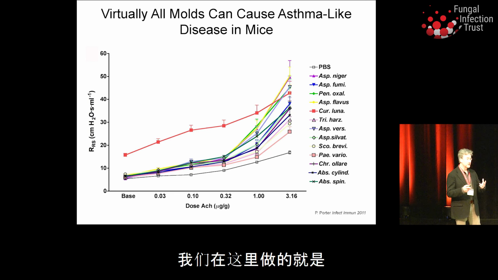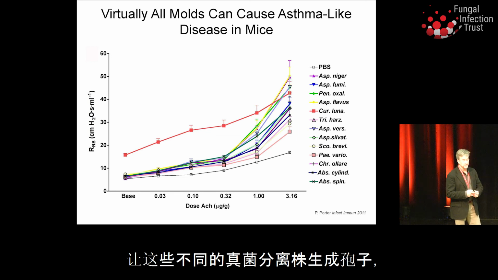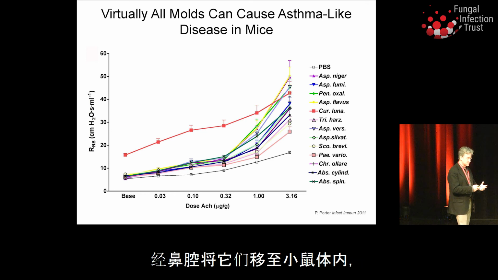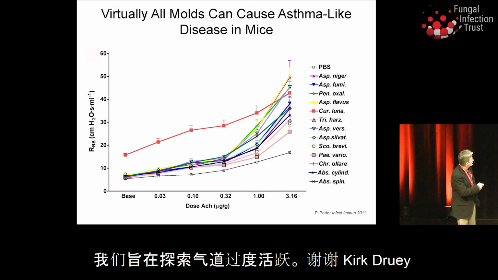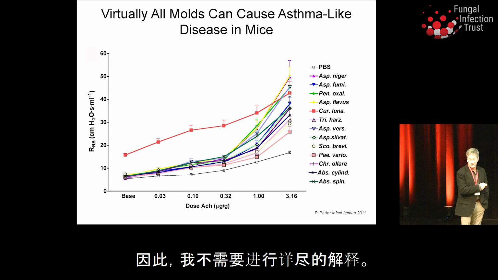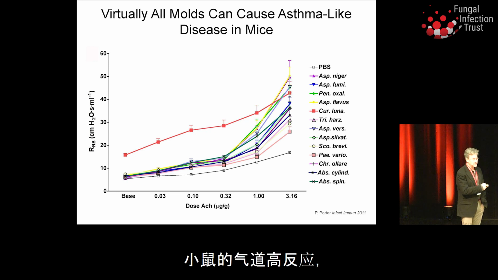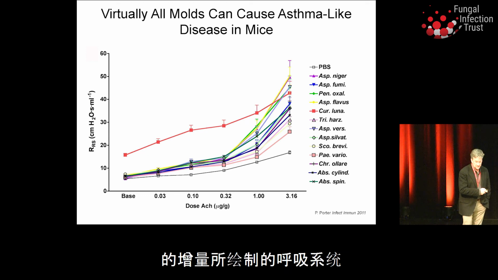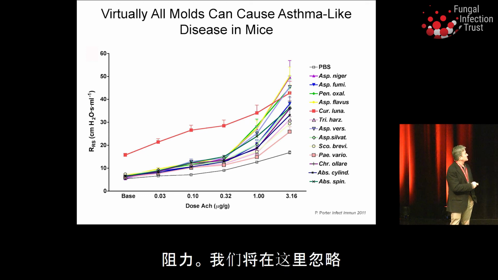So what we're doing here is we're sporulating each of these different fungal isolates. We're taking 400,000 conidia and giving these intranasally to mice. And we're looking for airway hyperactivity. Thank you, Kurt Dury, for showing some of these data earlier, so I don't have to explain in great detail what this is, but we're looking at airway hyperactivity in the mouse by measuring respiratory system resistance, plotted against increasing amounts of acetylcholine injected intravenously.